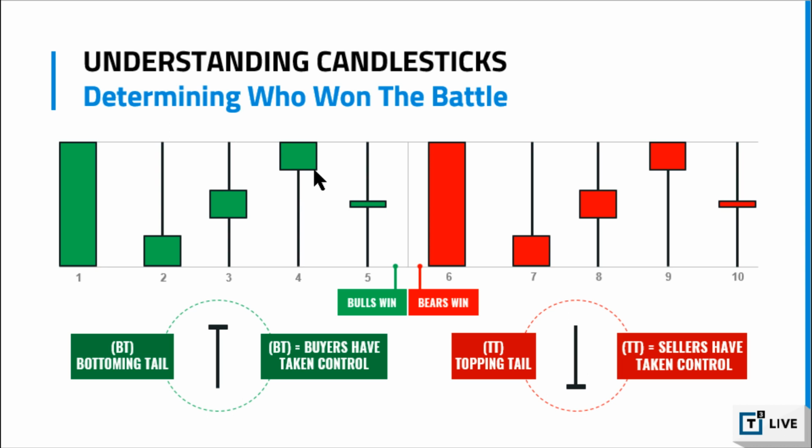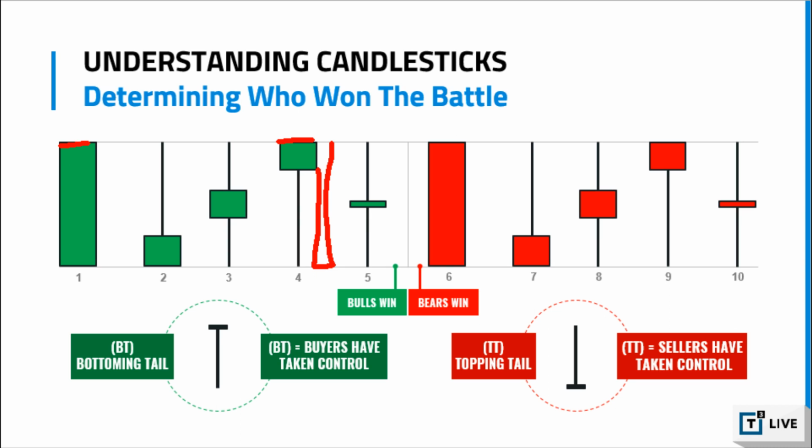Number 4 is a bottoming tail. This is a green candle, so I know it opened here. Initially it was a big red candle, but before that candle had finished forming, buyers showed up and forced prices higher to close at the very top. If that's not bullish, then I don't know what is. This is the ultimate sign of bullishness because not only did it reverse this big red bar, what used to be a big red bar, we also closed at the absolute top. We closed at the top just like this one closed at the top.